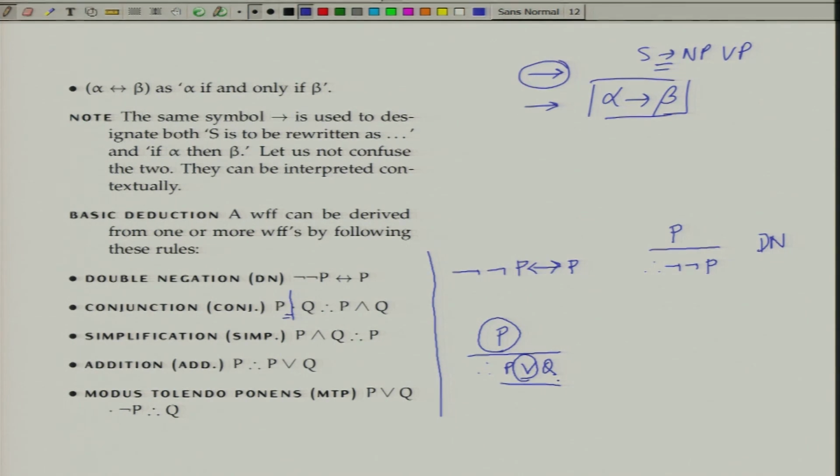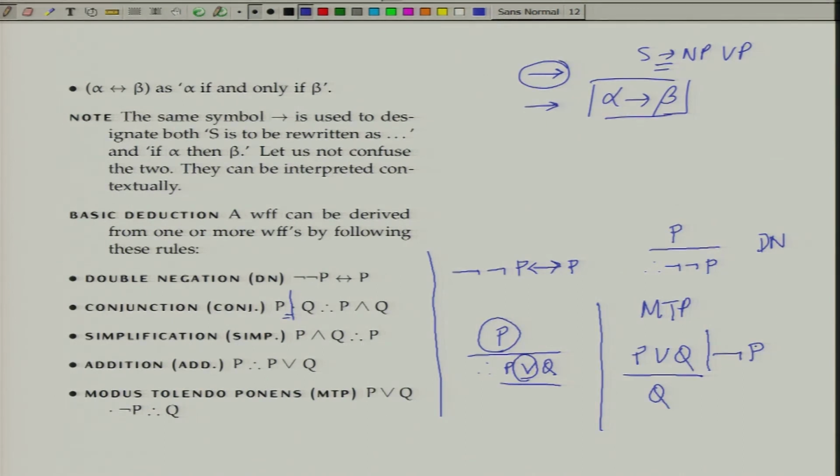So the rule says that if it is given that P or Q, that means if P or Q is true, I can somehow derive Q from it, provided I also get to know that not P is the case. Intuitively speaking, P or Q asserts that either P must be true or Q must be true. And then not P says, but how do I know which one is true? At least one of them is true. There is no guarantee that P is true or Q is true.